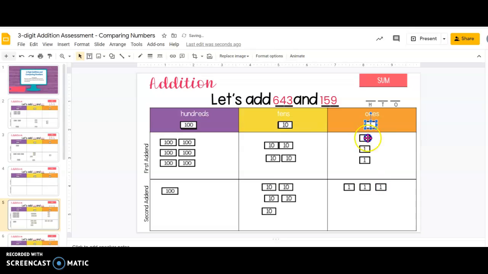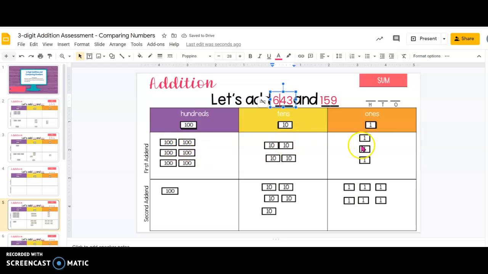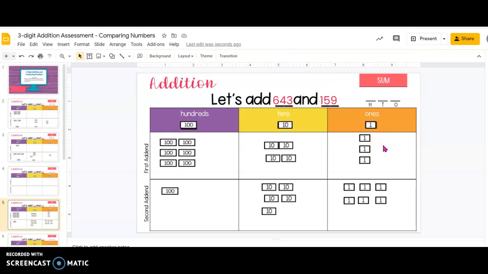So this is the first thing that I need to do. I need to show my place value cards, both numbers, first add-in and second add-in. This one over here is my first add-in, which I showed here, and this is the second add-in, which I showed here. Okay, so now I'm going to count the ones. 1, 2, always start with the ones. 1, 2, 3, 4, 5, 6, 7, 8, 9.